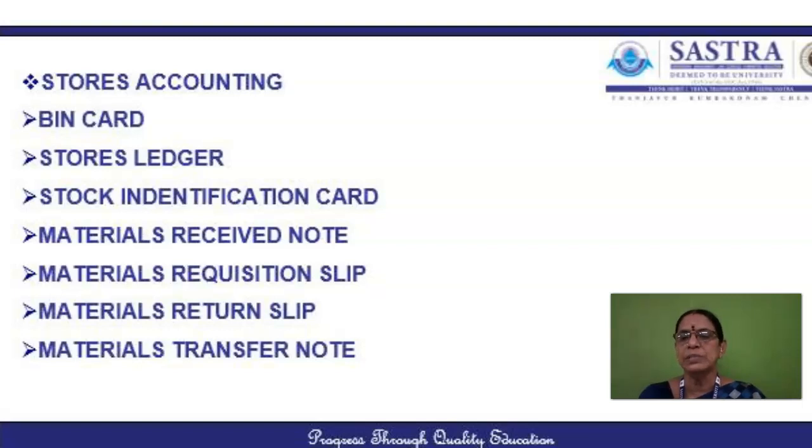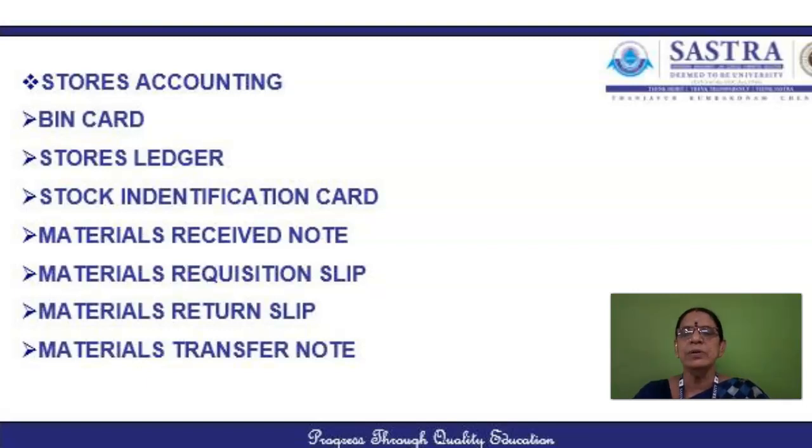Then it has to be signed by a person who has to approve it, so approved by. So three persons have to sign. One is the person who is receiving, another is the person who is checking the quality, and the third one will be the approver of the goods that have been received. The next is the material requisition slip.